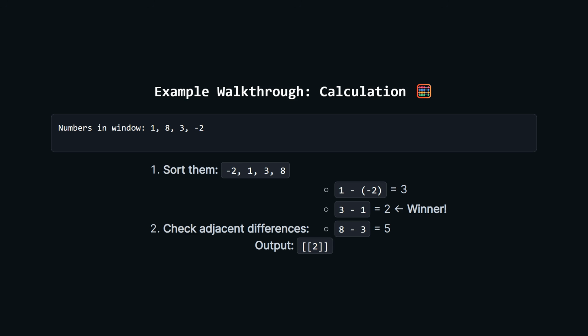Now we look at the numbers inside our window: 1, 8, 3, and -2. To find the smallest gap, the smartest thing to do is sort them first. So we get -2, 1, 3, and 8. Now, the numbers closest to each other are right next to each other. We check the gaps. The gap between 1 and 3 is 2, which is the smallest gap we found. So, our final answer is just a grid containing the number 2.